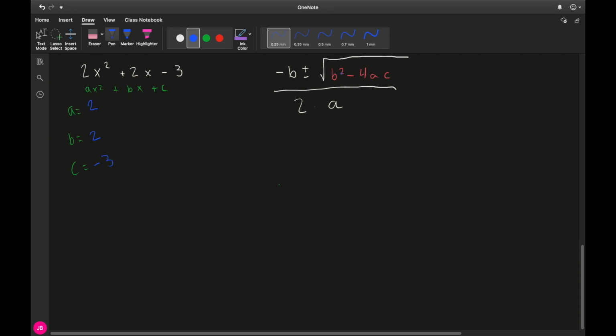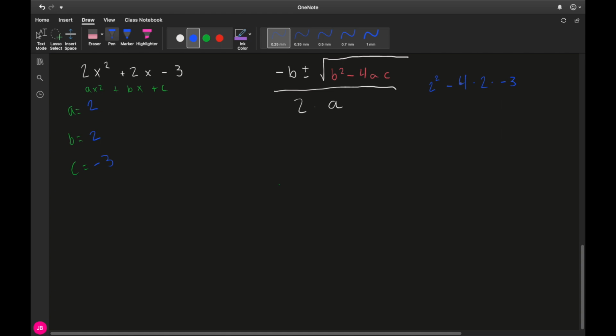Okay, so the first thing we're going to do is plug these values into my discriminant. So I'm going to have b squared, which is going to be 2 squared, since my b is 2, minus 4 times a, which is 2, times c, which is -3.